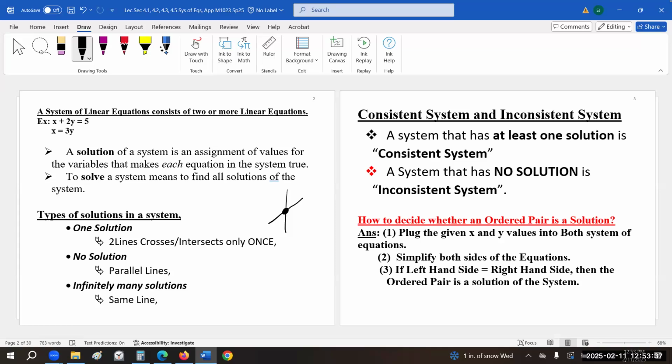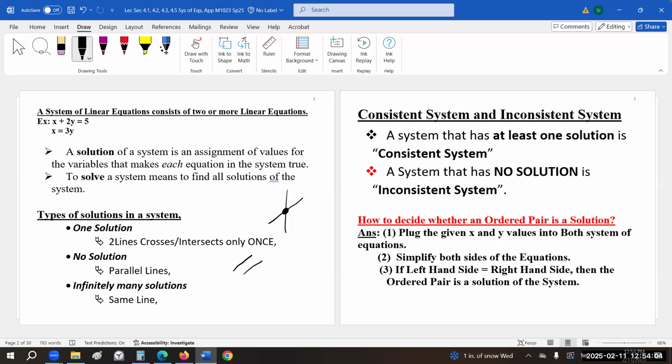Now we have second scenario. The 2 lines you are working with are parallel, like these 2 edges. The edges are parallel to one another, so they will never intersect one another. Since they will never intersect one another, we're not gonna get a solution. So the solution for 2 parallel lines is no solution. They don't have any solution.